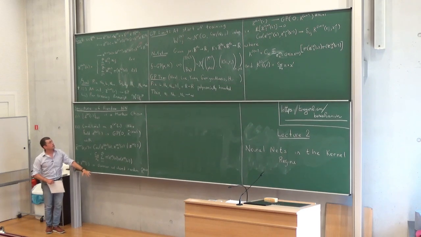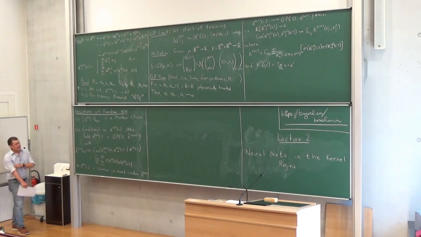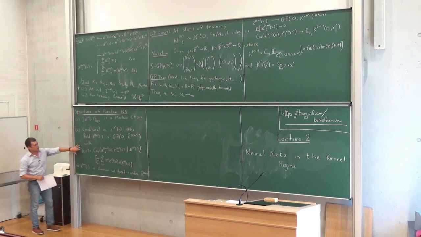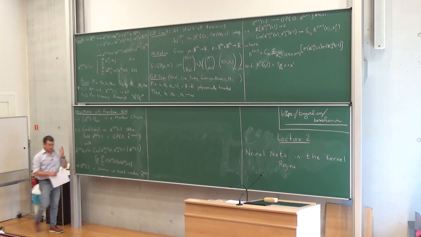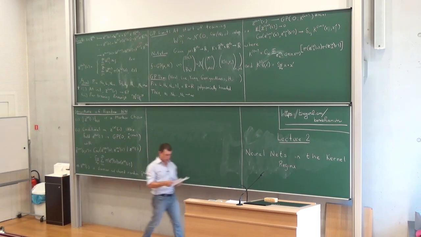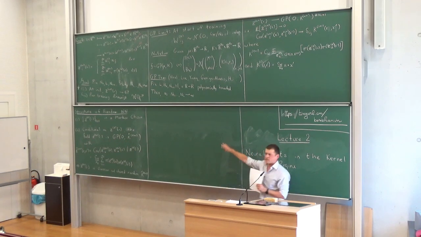Okay, so that's really the structure of these random neural networks. And as I'm about to explain, if you look carefully at the structure of this conditional covariance, you see immediately why this Gaussian process limit is going to be true. But let me just pause for one second and ask if this is okay.